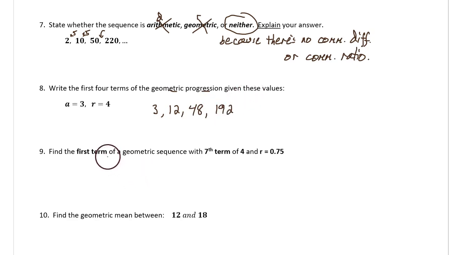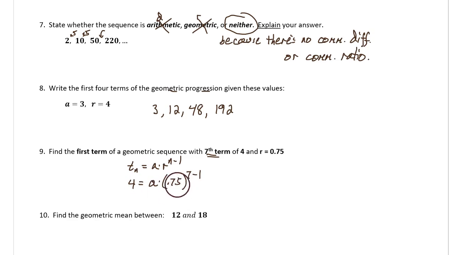Number 9, find the first term of the geometric sequence when the 7th term is 4 and the value of r is 0.75. Let's use the general term formula. So t sub n equals a times r to the n minus 1. For t sub n, let's use the 7th term, which is 4. A we don't know, r is 0.75, and when we chose 4, it was because we were using the 7th term, so n is 7.